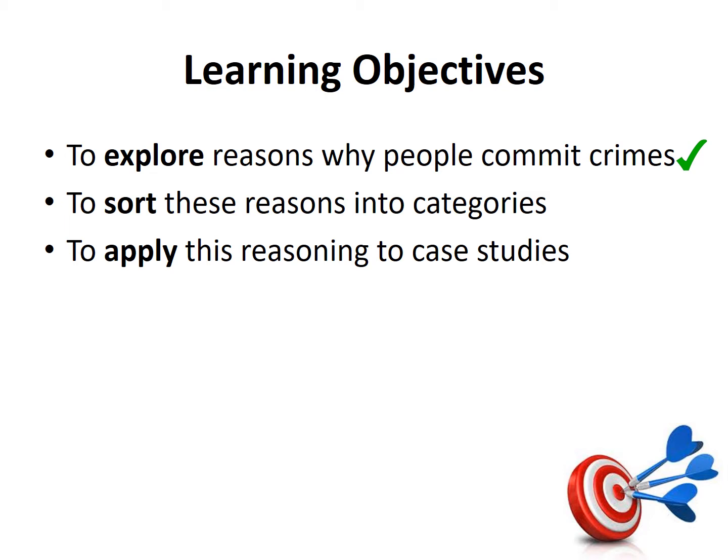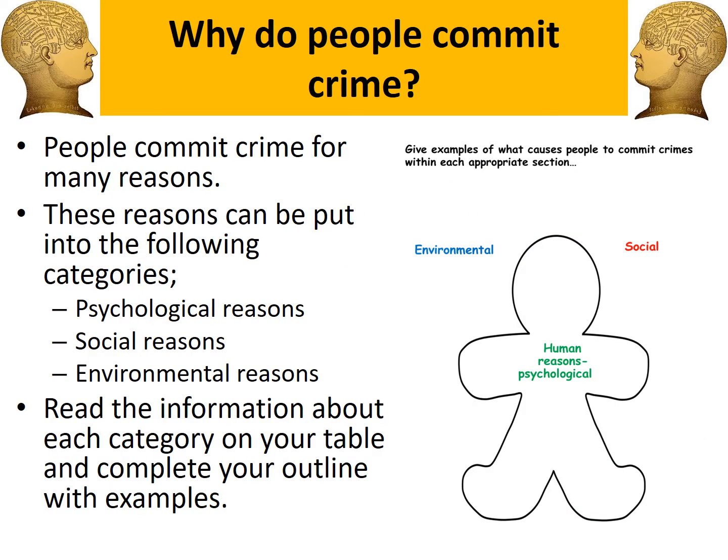Now what we're going to look to do is to sort these reasons into categories. So why do people commit crime? Now people commit crime for many reasons. Now these reasons can actually be put into the following categories. So we've got psychological reasons, social reasons, and environmental reasons.